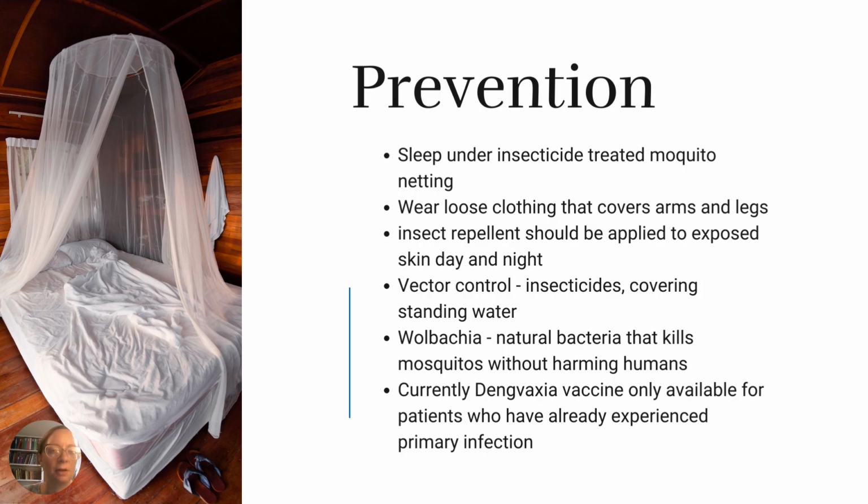Prevention includes sleeping under insecticide-treated mosquito netting, wearing loose clothing that covers your arms and legs. Insect repellent should be applied to exposed skin day and night. And vector control, in the past, we've used insecticides, which is falling out of favor right now, but covering standing water is a good method of vector control.